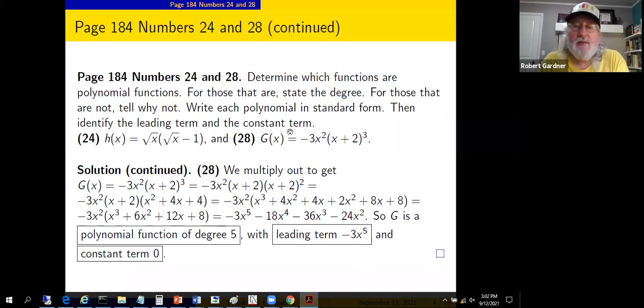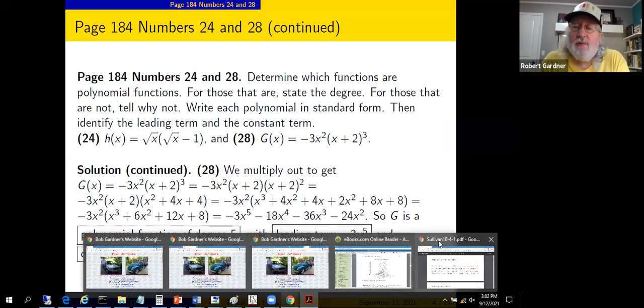All right, so let's see. They did ask for the polynomial in standard form, and here it is in standard form. So I probably should put that in a box as well. Back to the notes.